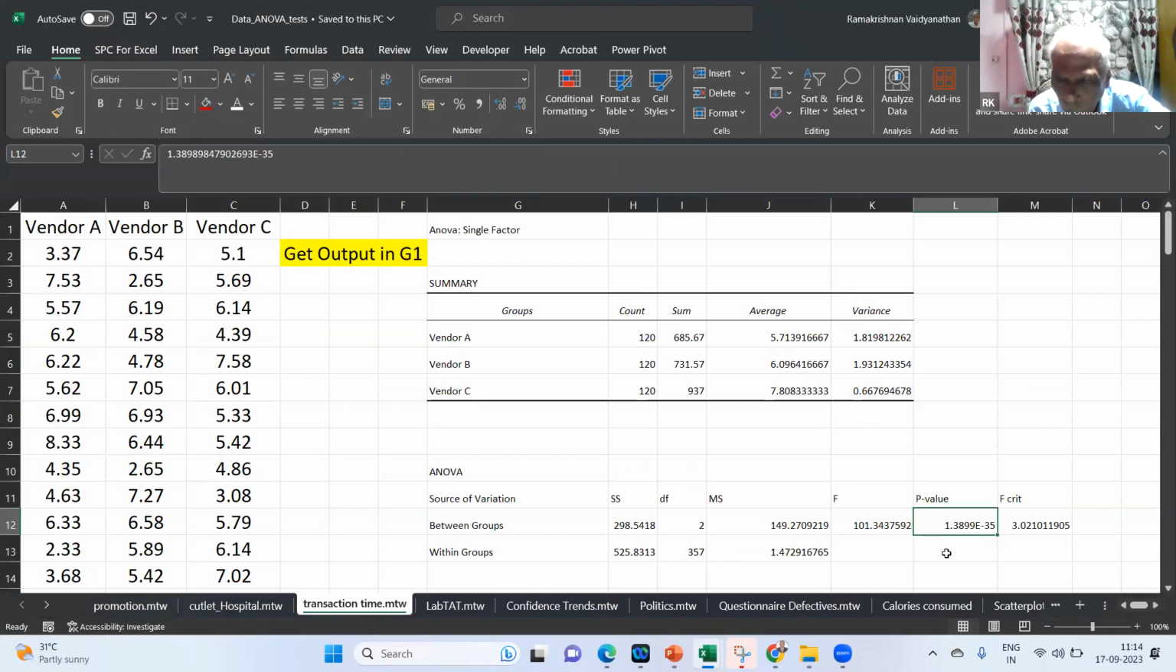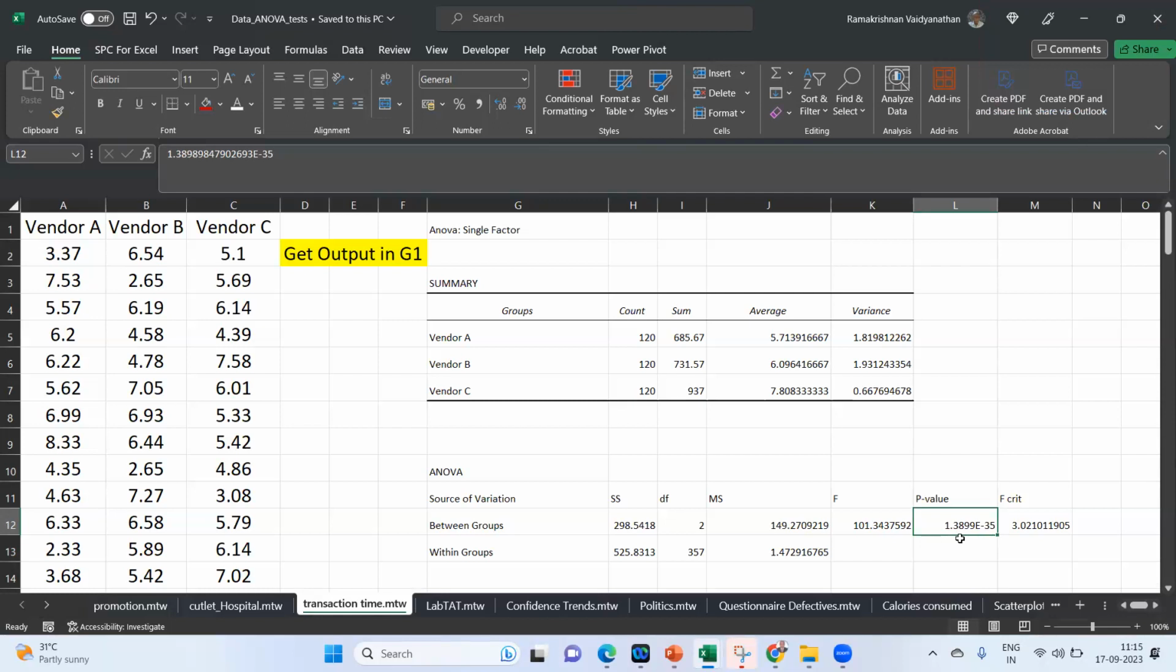Please note 1.39 E minus 35. That means 1.39 into 10 to the power of minus 35. That means 1.39 divided by 1 followed by 35 zeros. Therefore, it is very, very close to 0. Clear? Understood?